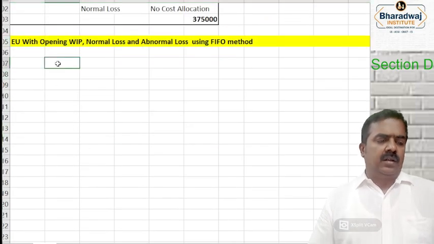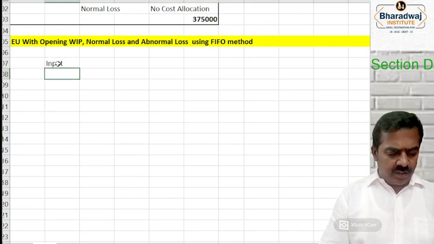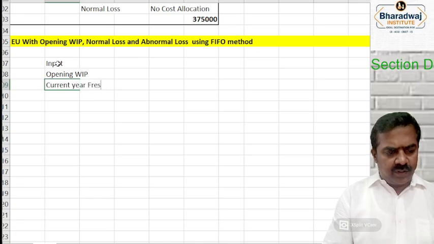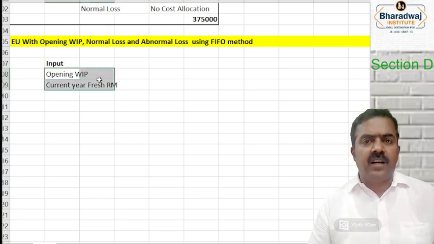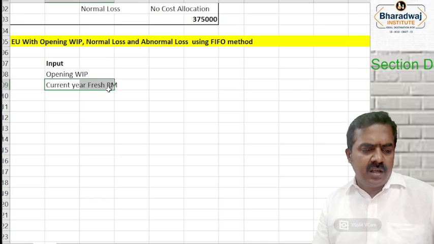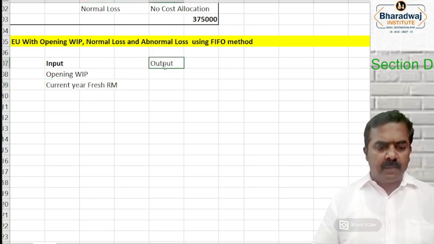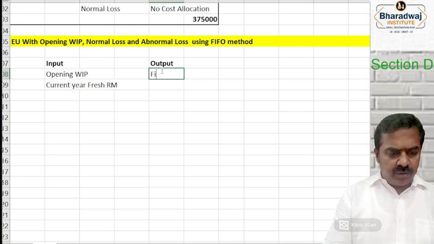Okay. So there will be input in a process. It will be like opening WIP, opening work in progress, and the current year fresh raw material. This is the input. At the beginning of the period, there would have been some work in progress, and in the current year fresh raw material is issued. Output means from the process, what is output? Output means finished goods.